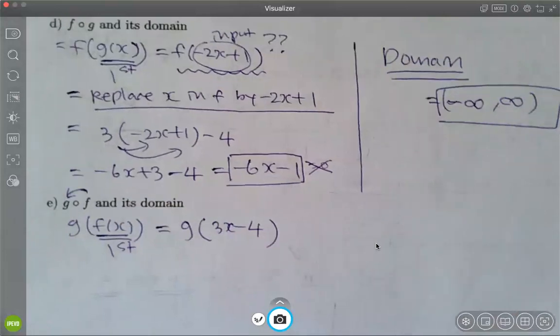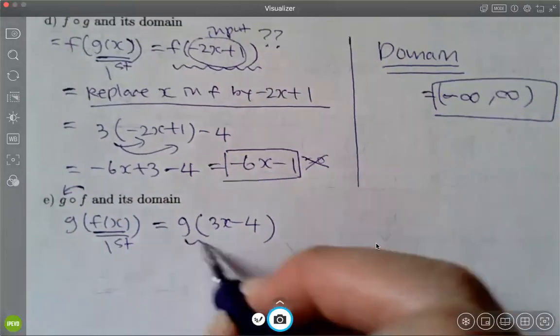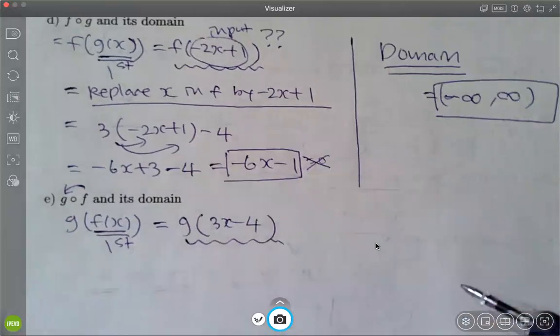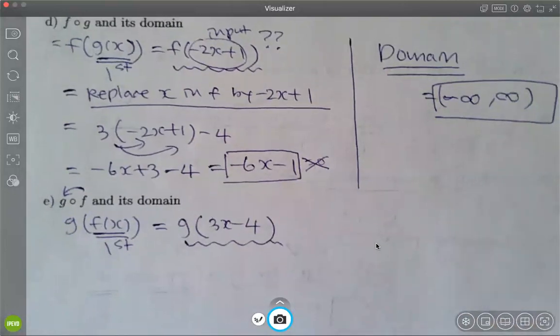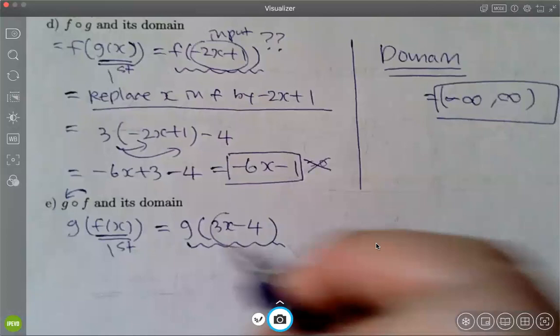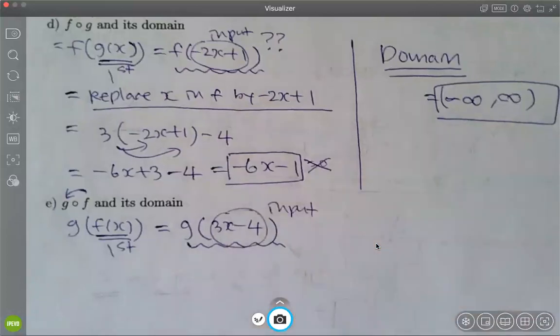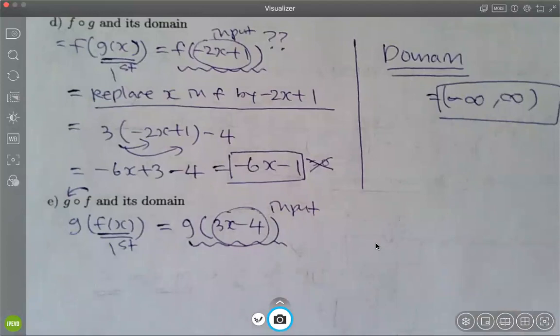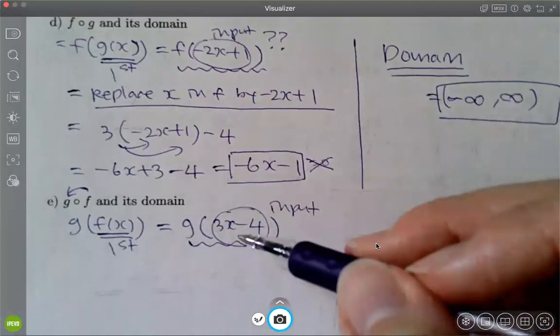And now, what does this even mean? Can we use the same approach as we have done in part D? But it's slightly different, right? So what does that mean? Here, what's the input? 3x minus 4, right? Okay. And then where do you plug this into?